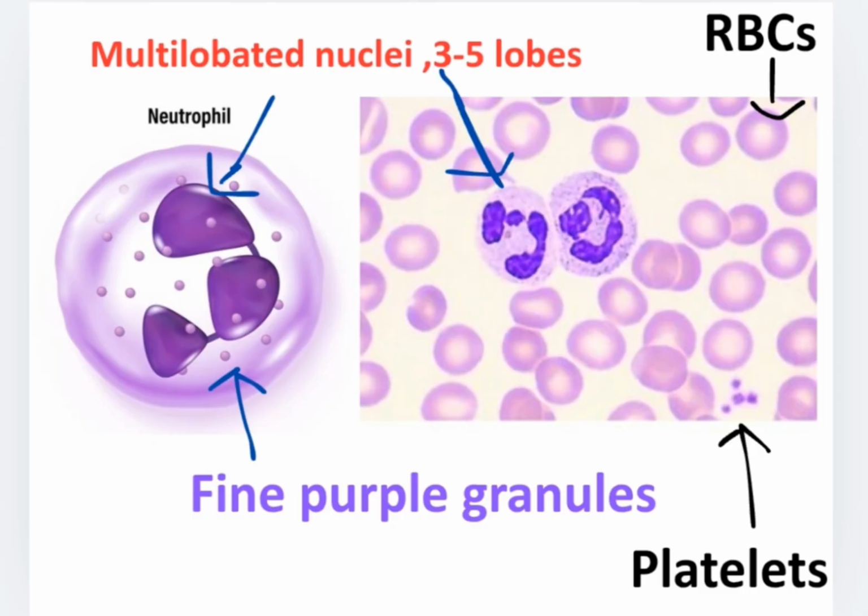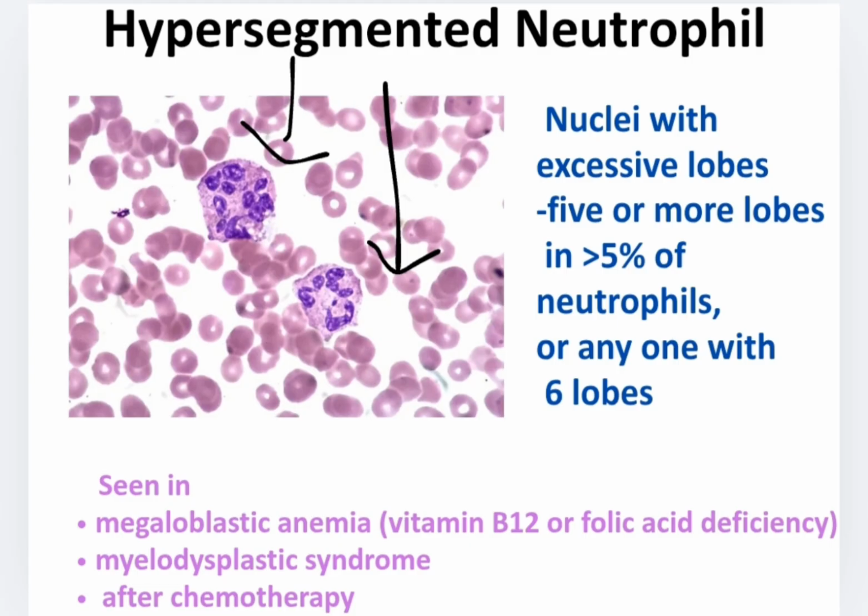It has 3 to 5 lobed nuclei and fine purple granules. So we can appreciate small, fine purple-colored granules. In this picture, we can also appreciate disc-shaped RBCs with central one-third pallor, and small platelets. What happens when there are more than 5 lobes? It is called a hypersegmented neutrophil.